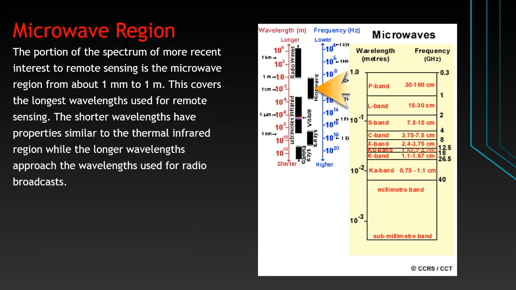Microwave region. The portion of the spectrum of more recent interest to remote sensing is the microwave region from about 1 mm to 1 m. This covers the longest wavelengths used for remote sensing. The shorter wavelengths have properties similar to the thermal infrared region, while the longer wavelengths approach the wavelengths used for radio broadcasts. Because of the special nature of this region and its importance to remote sensing in Canada, an entire chapter, Chapter 3, of the tutorial is dedicated to microwave sensing.